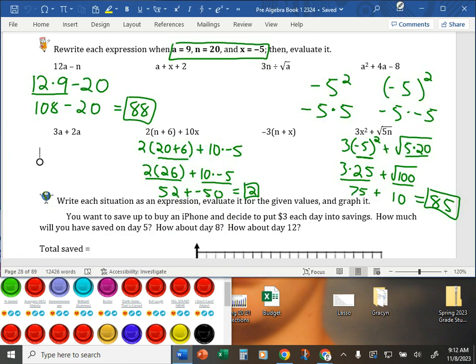Okay? So, the keys to this one, a calculator is very helpful, but it is a tool, and you must use tools correctly for them to work correctly, right? When you're squaring that negative, make sure you put it in parentheses.